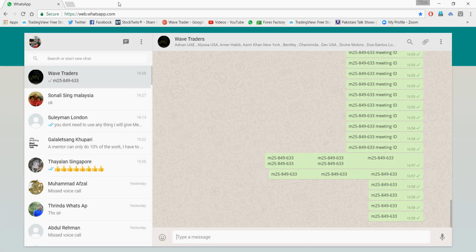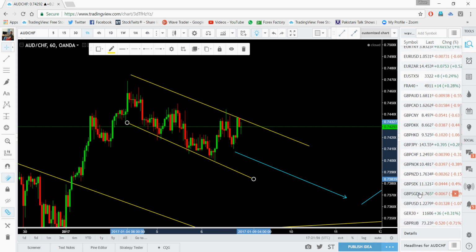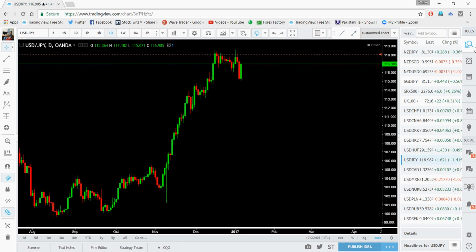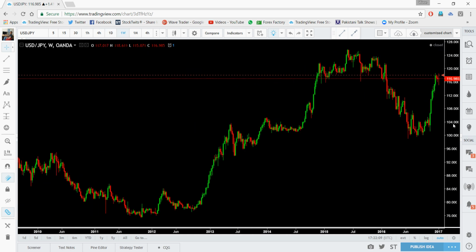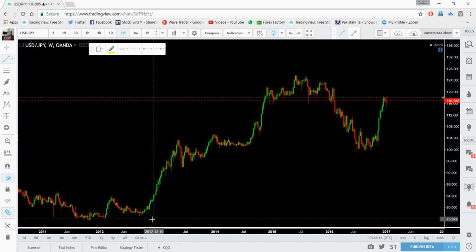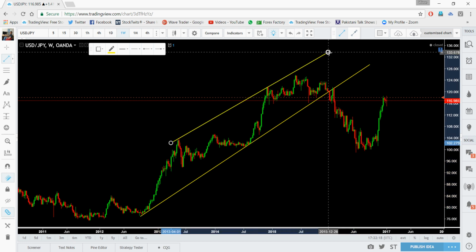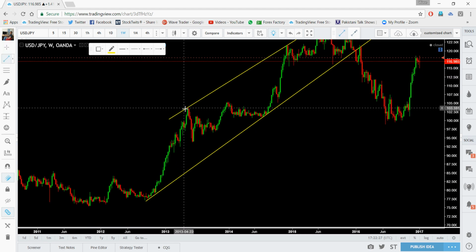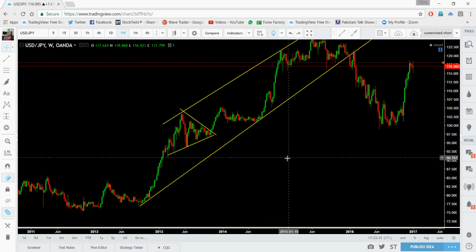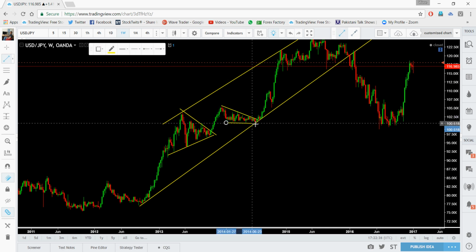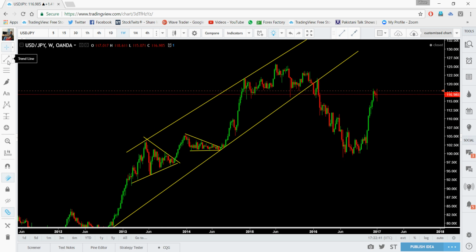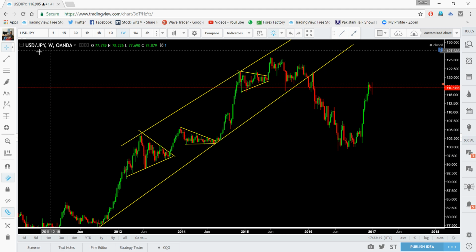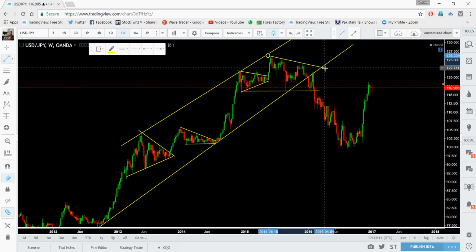So for example, let's look at the USDM. We can see price was in a strong rising trend and formed a triangle, then formed a falling wedge, again formed a triangle here, and a bigger triangle here.